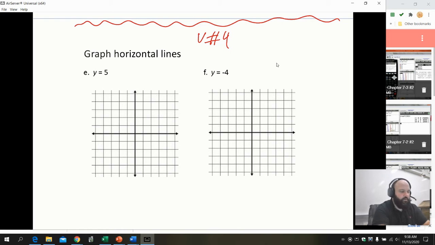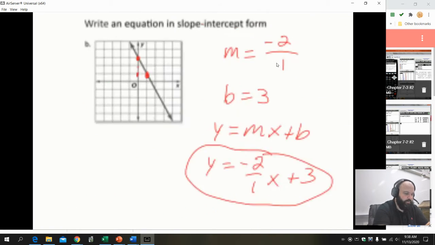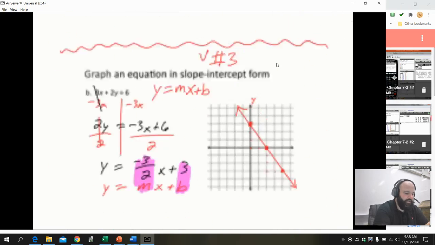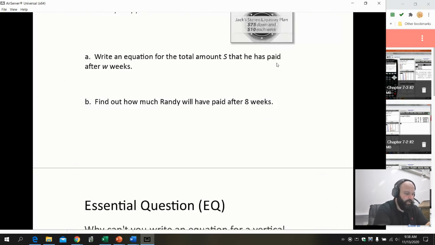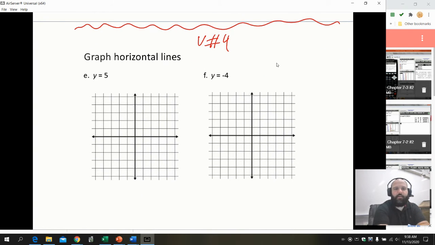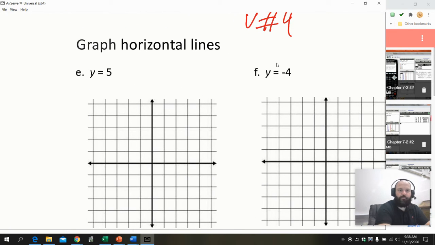We are going to continue our discussion in Chapter 4, Section 1, and this is going to be the last video of this chapter and section, and it deals with a couple things. The first thing we're going to talk about is how to graph horizontal lines. As you can see right here, we have a couple of equations. It's simply y equals 5, and we also have y equals -4. So let's start with the y equals 5.